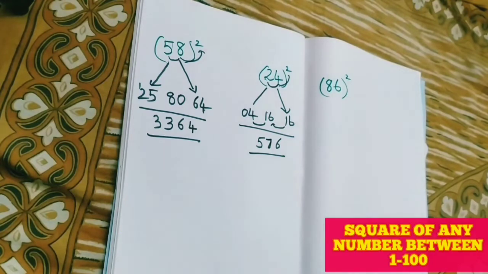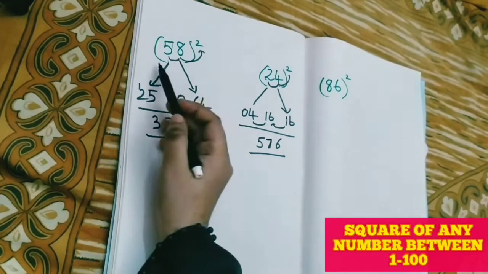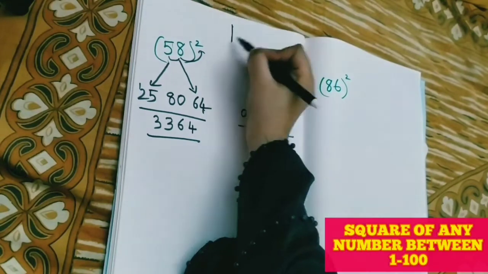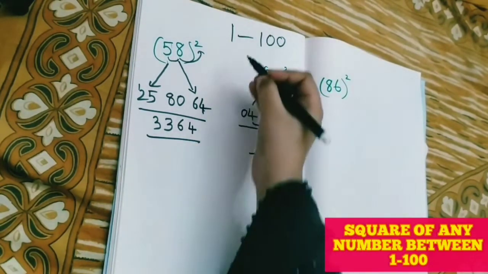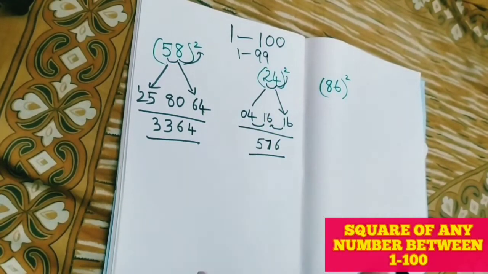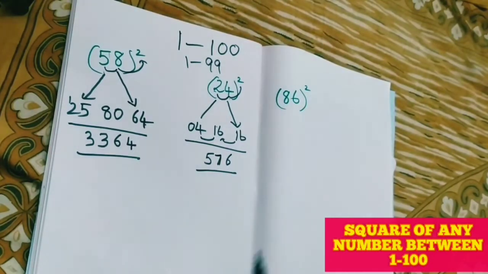Very simple, isn't it? So whenever you are in an examination and you want to do the calculation very fast, that is the square of any number between 1 to 99. From 100 to 1000 I have another trick, so I'll tell you that in my next video. So this is how we find the square of any number between 1 to 100.